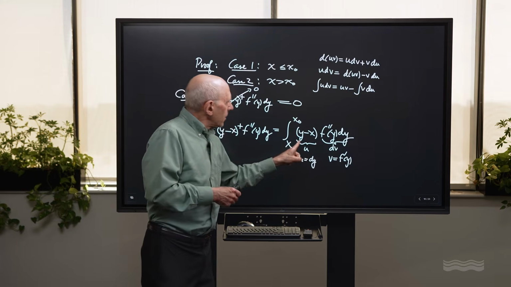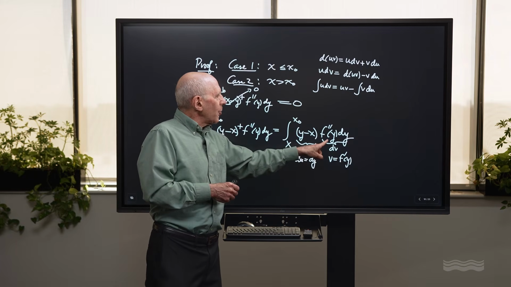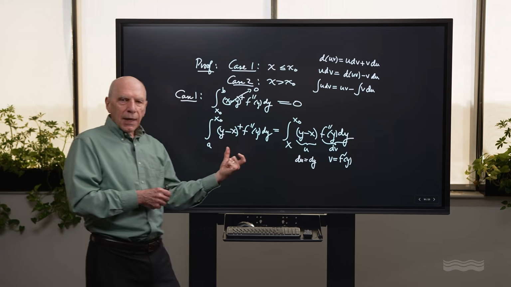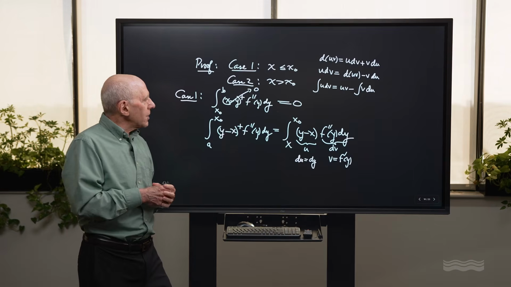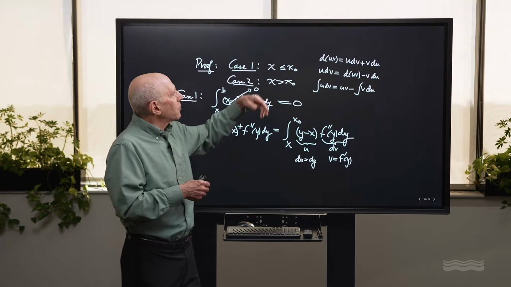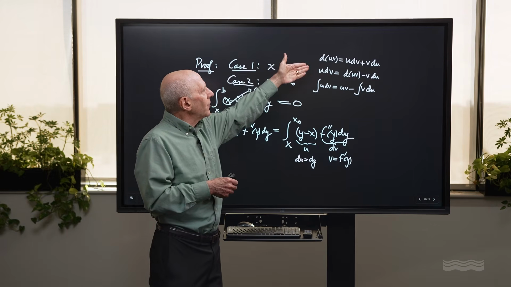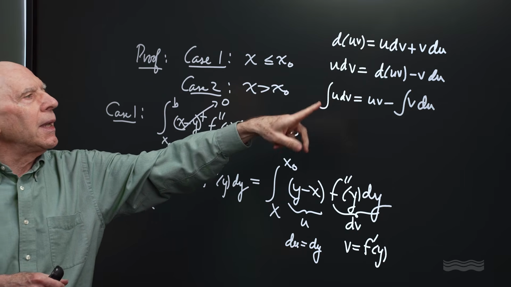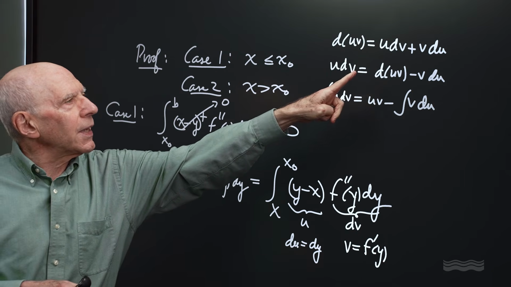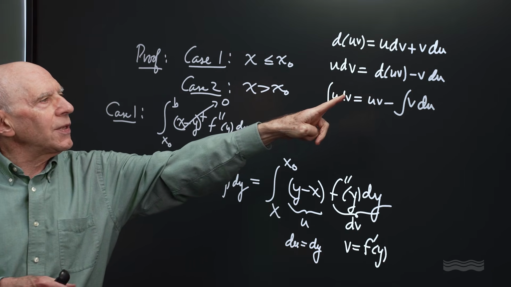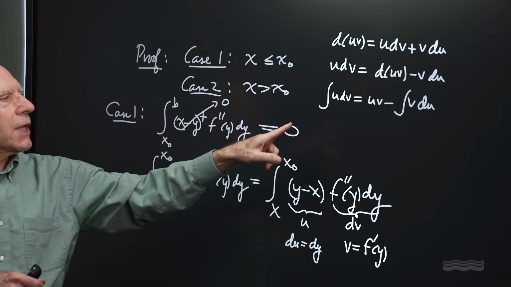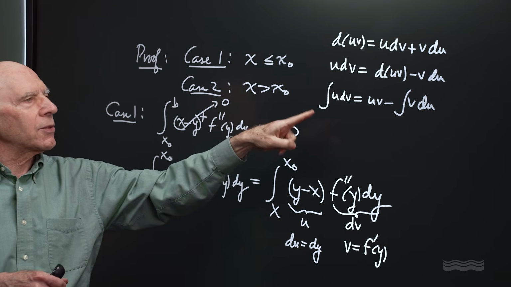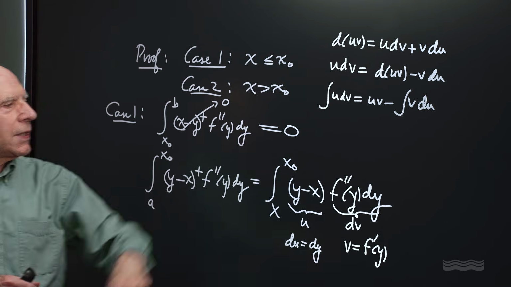And now this integral of (y minus x) f double prime of y dy is a perfect candidate for integration by parts. What is integration by parts? It's the reverse of the product rule for derivatives. Here's the product rule for derivatives written in differential form. If we rewrite that as u dv is d(uv) minus v du and integrate both sides, we get integration by parts. Integral of u dv is uv minus integral of v du.